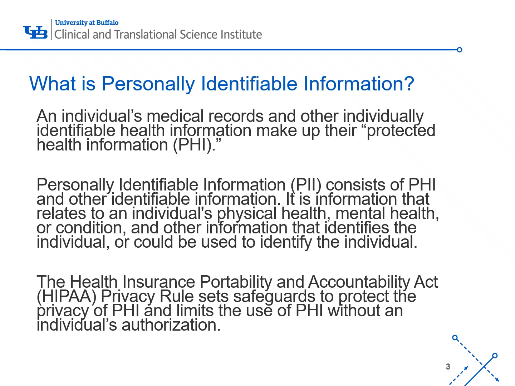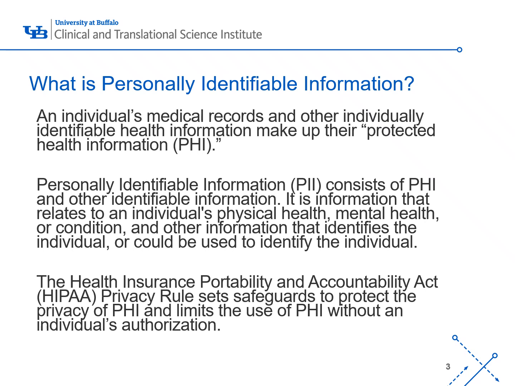We'll start off by defining what personally identifiable information is. An individual's medical records and other identifiable health information make up their protected health information, otherwise known as PHI for short. But protected health information is also included as part of personally identifiable information, which we can also abbreviate to PII, which includes the protected health information and other identifiable information.